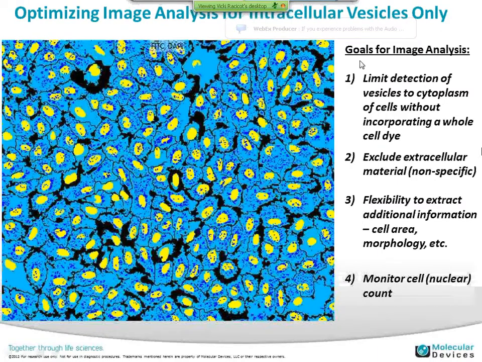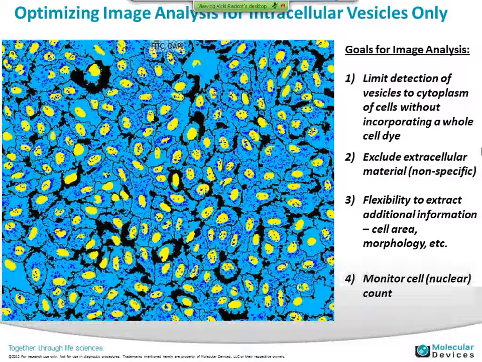So the goals of this particular analysis are, first of all, to limit detection of our vesicles or pits to the cytoplasm of our cells without having to incorporate a whole cell dye. So our standard Transfluor application module is very powerful. It does offer the ability to count our pits or vesicles, which are here highlighted in the dark blue mask, as well as our nuclei. However, it does not have the flexibility of looking at things like cell shape or defining cell boundaries.